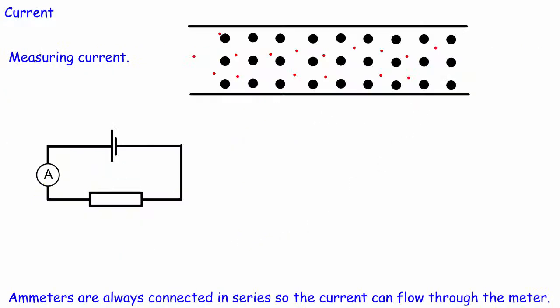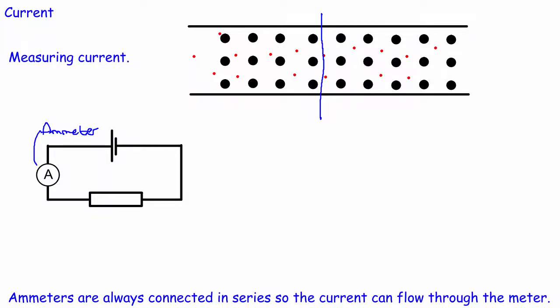Now in order to measure the current, I need an ammeter. An ammeter measures current. So this is an ammeter. If I want to know the current going through here, then I must put my ammeter in series with that. In other words, it's in the same part of the circuit as my resistor in this case. Ammeters must always be connected in series, because what I'm really doing is putting something in here to measure the amount of charge that goes past here every second.